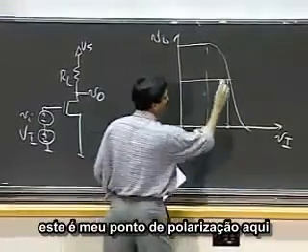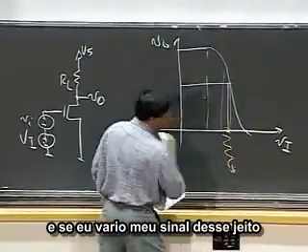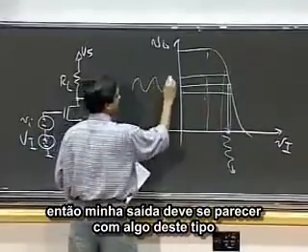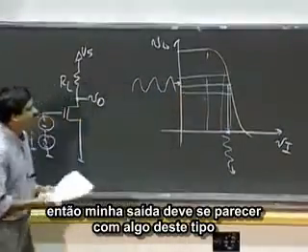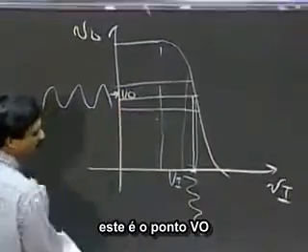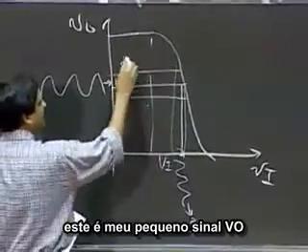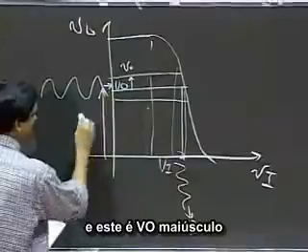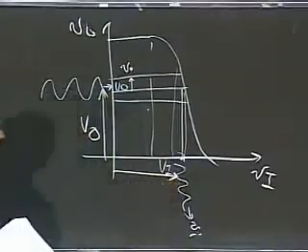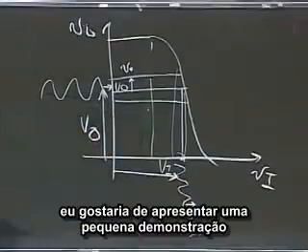Okay, so this is my bias point here, and if I vary my signal like so, then my output should look like this. Okay, so this is point VI, this is point VO, and this is my small signal vi, and this is my small signal vo, and this is capital VO. Okay, so this small thing here is vi.